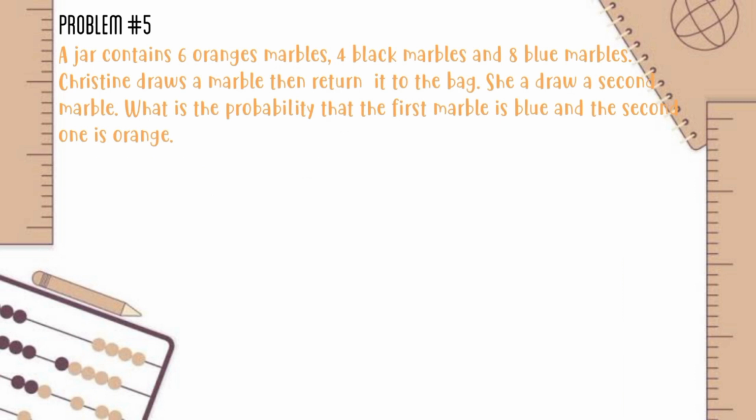So let's proceed to our last example. A jar contains 6 orange marbles, 4 black marbles, and 8 blue marbles. Christine draws a marble, then returns it to the bag. She draws a second marble. What is the probability that the first marble is blue and the second one is orange?